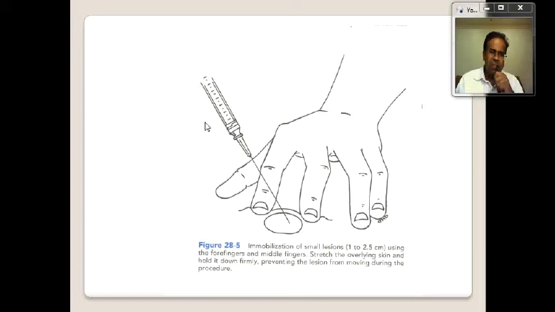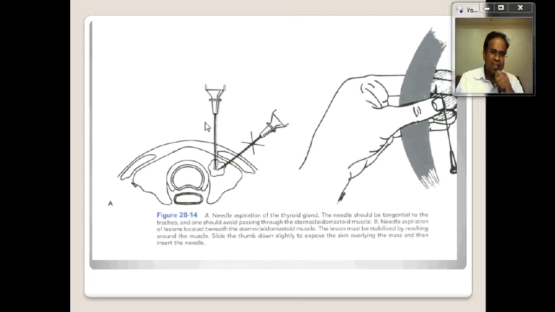One more thing about thyroid FNAC is that the sternomastoid muscle can come in between, but we have to see to it that our needle doesn't go through the sternomastoid muscle. If the swelling is behind the sternomastoid muscle, we can use a technique like this shown over here. By pulling the sternomastoid to the side and exposing the lesion, exposing the tumor, we can do FNAC.